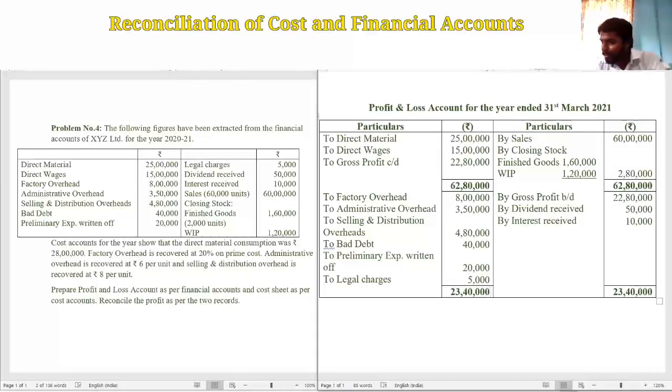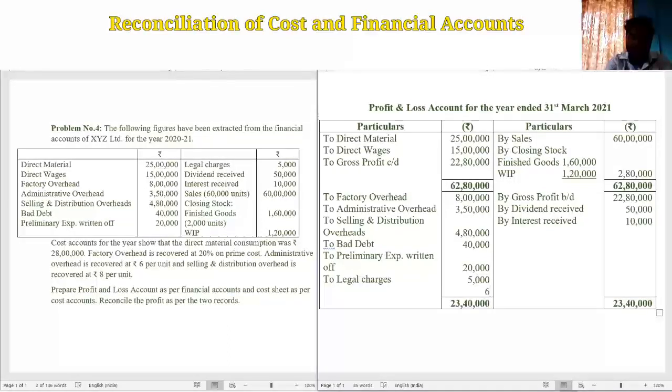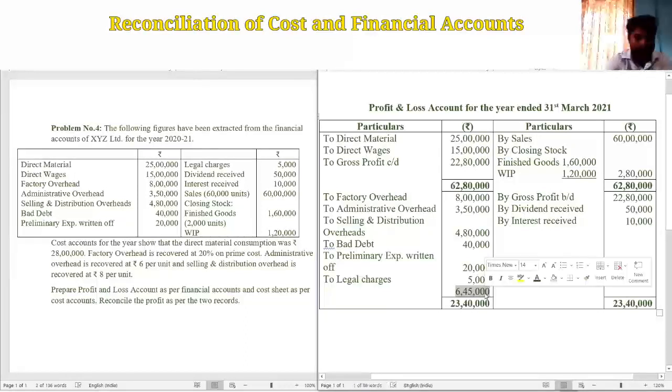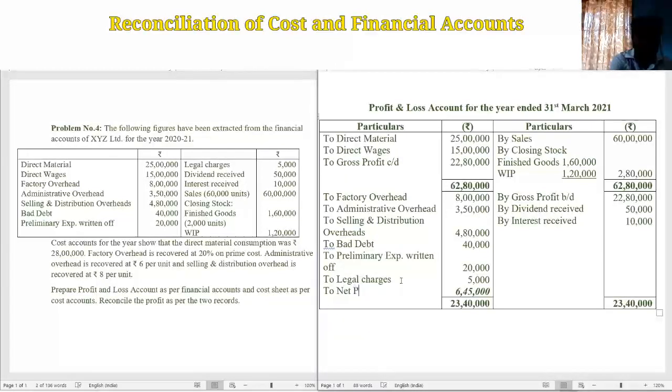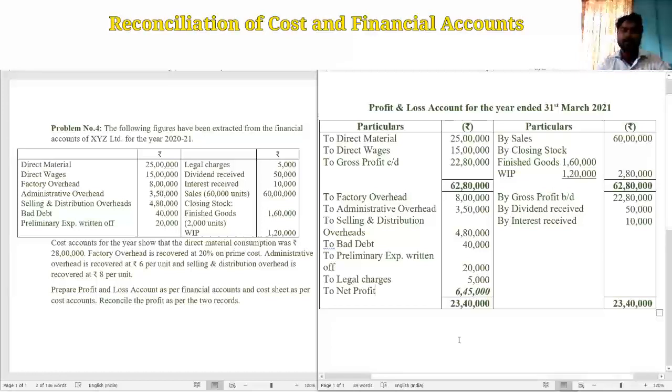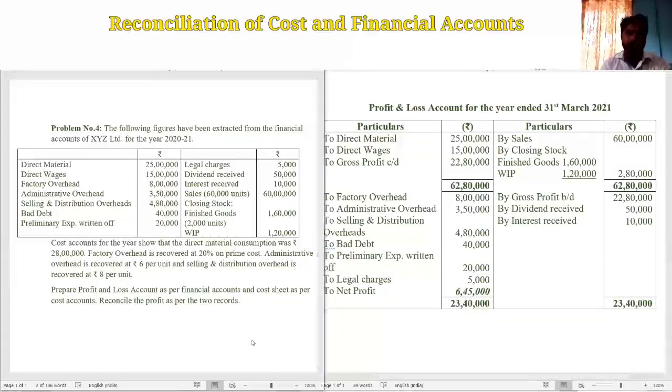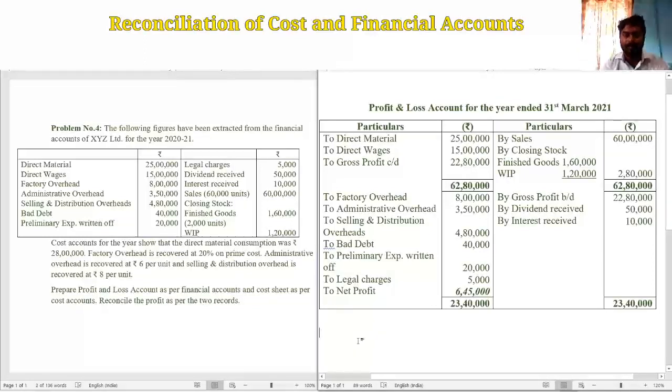Okay. Calculate the net profit. 23,40,000 minus 5,000, minus 20,000, minus 40,000, minus 4,80,000, minus 3,50,000, minus 8,00,000. So net profit is 6,45,000. To net profit. That's with regard to the preparation of profit and loss account.